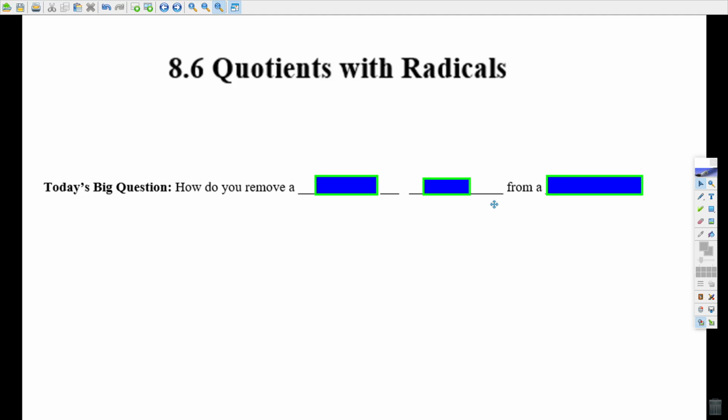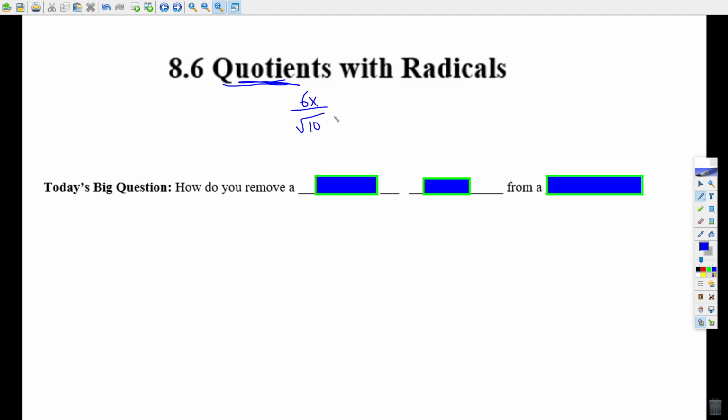So today we're going to be looking at quotients with radicals. Quotient means they're going to be dividing, so we're going to be talking about having radicals in the denominator. So something like this would be in the denominator, and we can have anything on top, like a number or a variable, whatever.